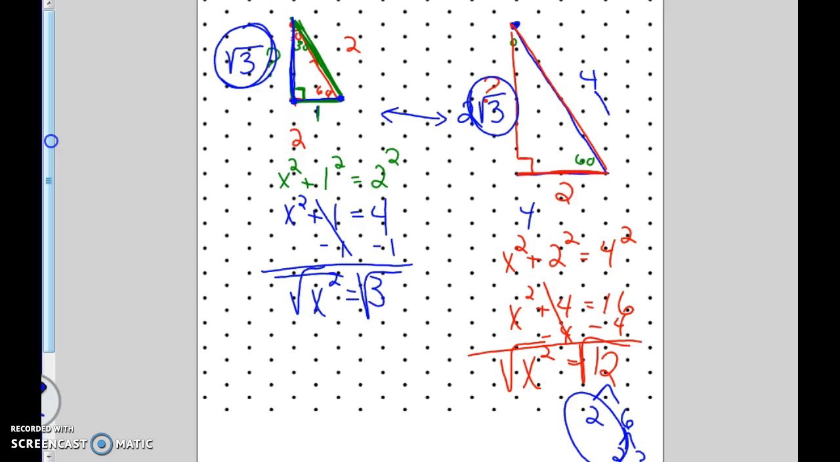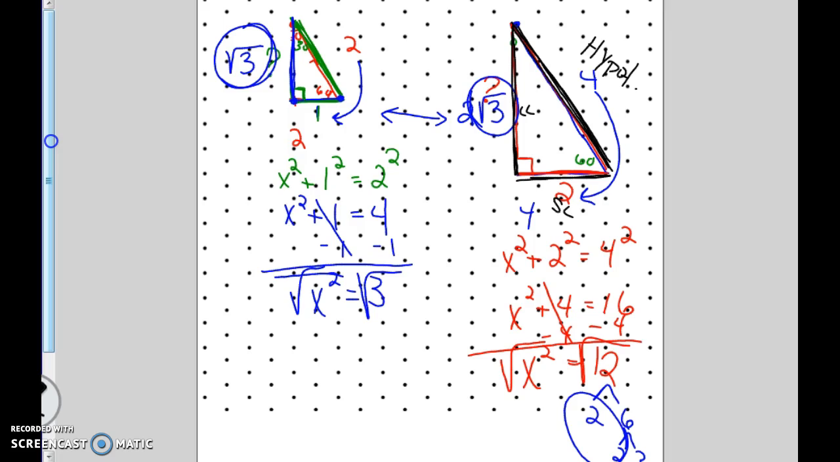How do I get from here to here? Divide by 2, right? Let me ask another question. What would we call this side right here? Hypotenuse, very good. What would we call this side right here? Short leg. And what would we call this one right here? Long leg, very good. There's a pattern.